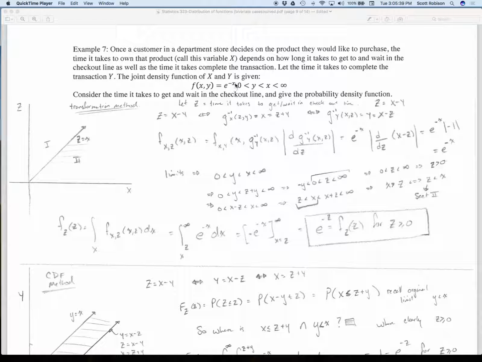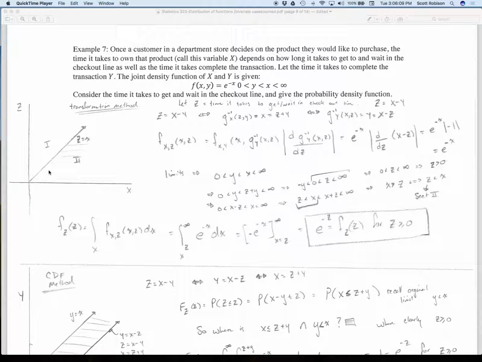So here's the joint distribution. Actually, there is no y. If there was a y there, anywhere where there's a y, we would sub in these variables here. Then we're going to multiply by the absolute value of the derivative of this with respect to z, which you can see ends up being -1. So the absolute value of that is going to be +1. So the joint distribution of x and z is actually also just e to the -x. So that's the joint distribution.